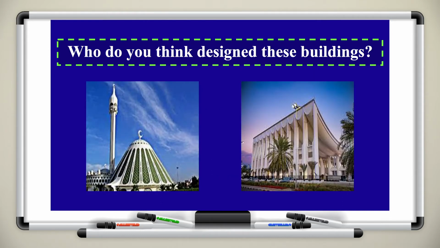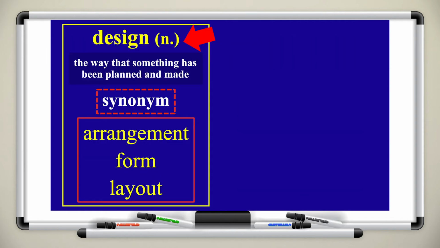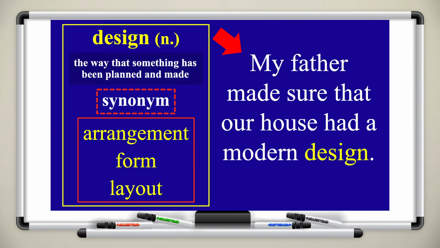Who do you think designed these buildings? The one on the left is the Great Mosque, and the one on the right is the National Assembly building. We have a new vocabulary item here, designed. Design is a noun, the way that something has been planned and made. Another word for design is arrangement, form, or layout. For example, my father made sure that our house had a modern design.